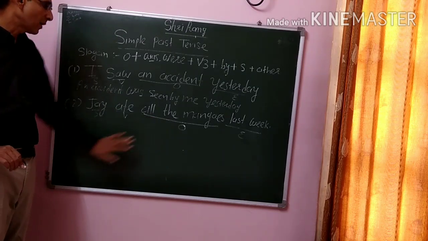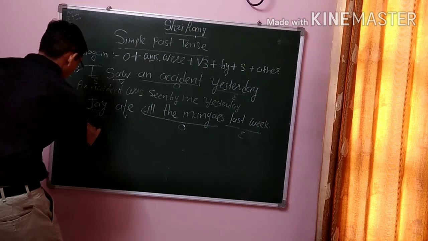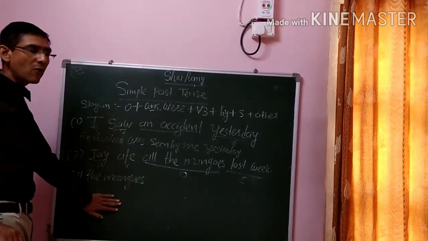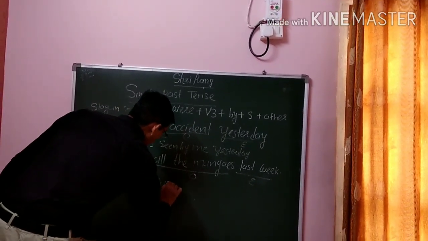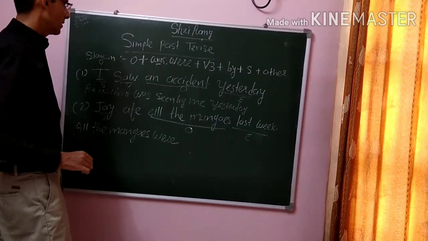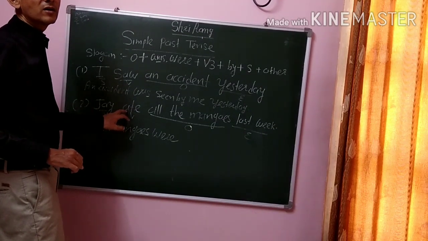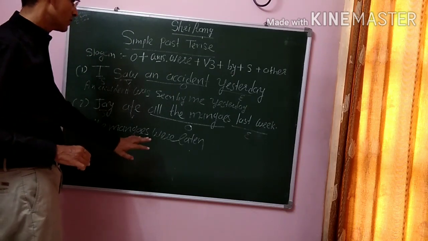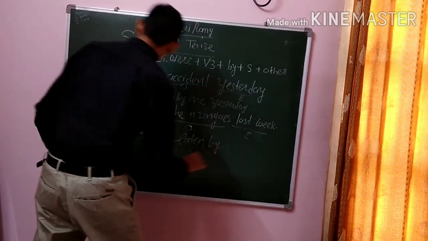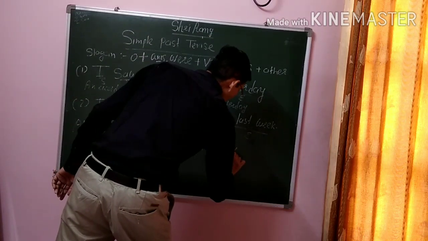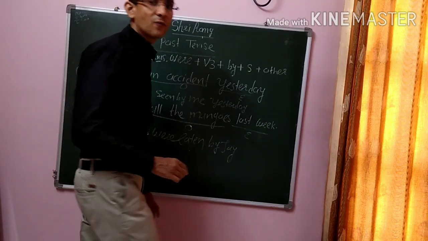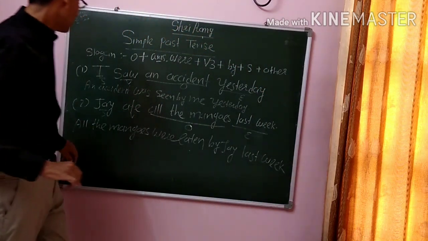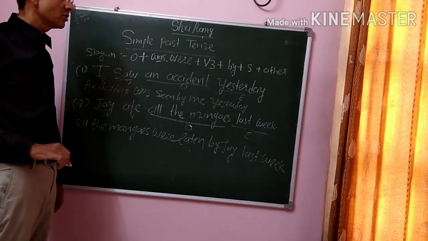So here we put all the mangoes first. Mangoes is a plural form, so we will use were. All the mangoes were, and then eat. Ate, here we will use eaten. The third form is eaten. All the mangoes were eaten, then by. And by, then there is a name, Jay, and then the other extra word, last week. So the answer is: all the mangoes were eaten by Jay last week.